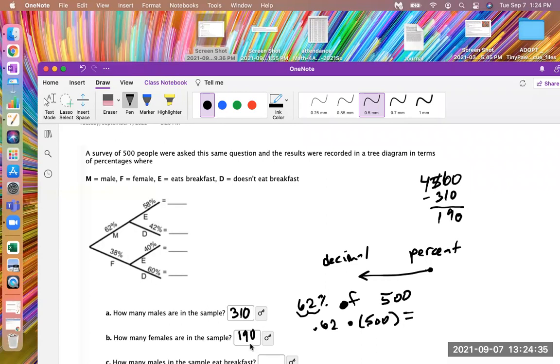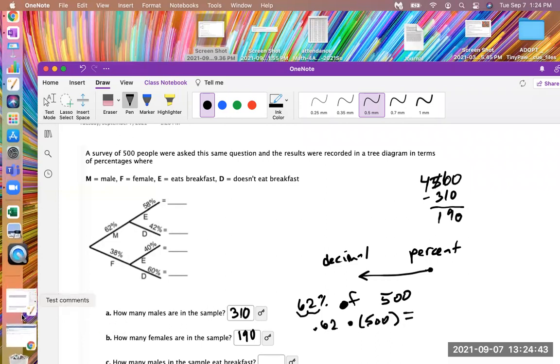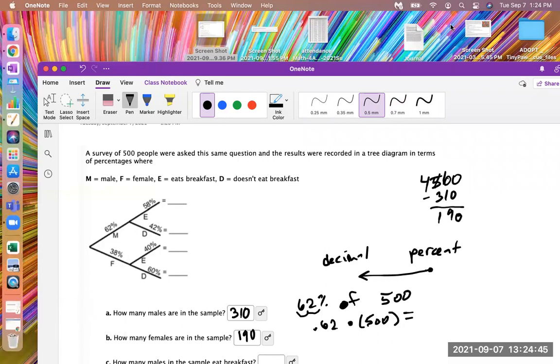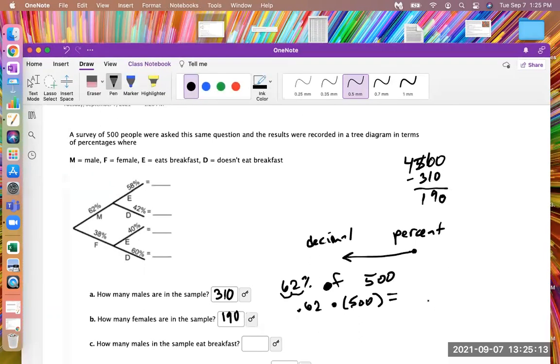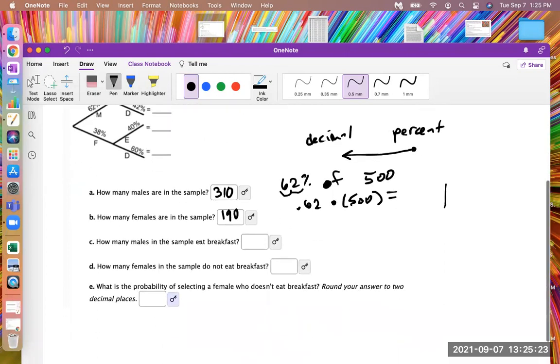Wait a second here. Did I do this right? 0.62 times 500 was 310. Let me just double check my answer here. Okay, yeah, everything's good. Okay, let's go on. Sometimes I make an arithmetic error, so it's nice to try and double check for those constantly. All right, there we go.